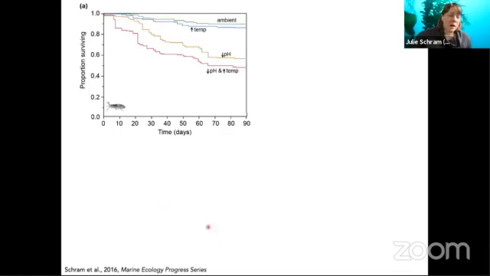On the y-axis, I have the proportion of amphipods surviving, and this is the time in days. These are the results for Gondogenea, and each of these lines is color-coded for one of my treatments. You can see that the ambient and elevated temperature treatments had very similar survival rates. But as soon as you decreased the pH, there was a significant decrease in survivorship.